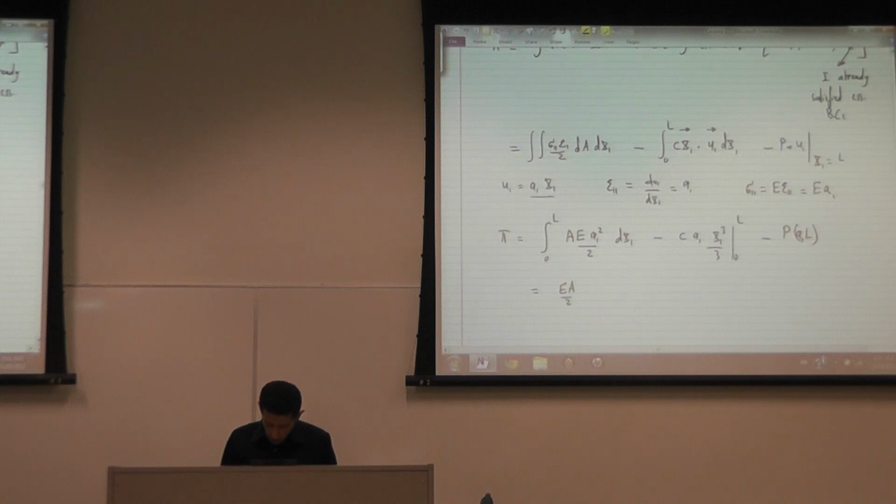EA over 2 a1 squared L minus C a1 L cubed over 3 minus P a1 L, and this is the potential energy of the system as a function of the only thing that I don't know here, which is this a1.